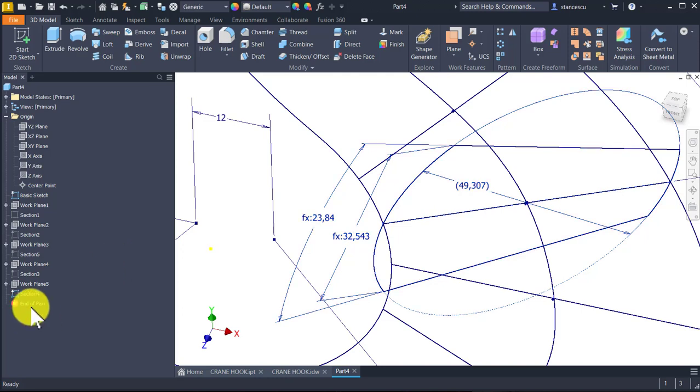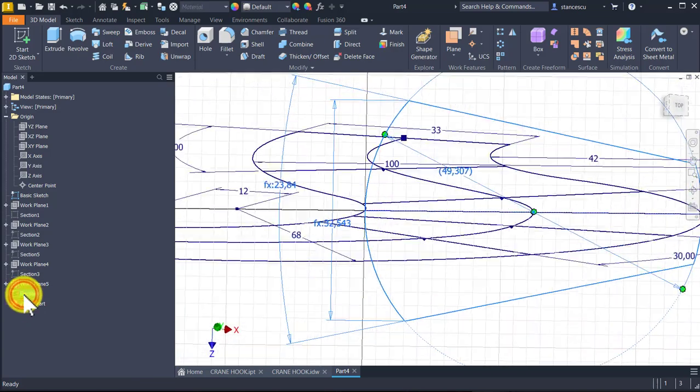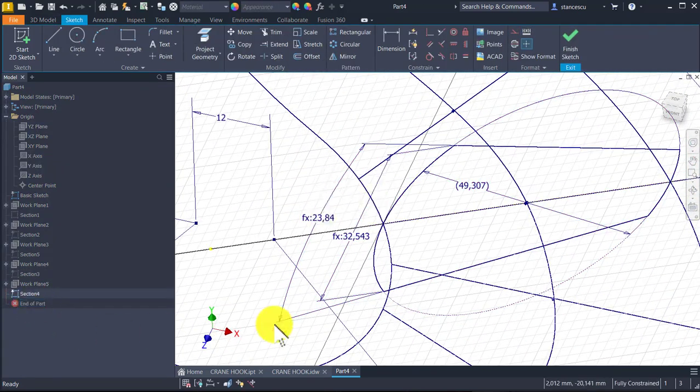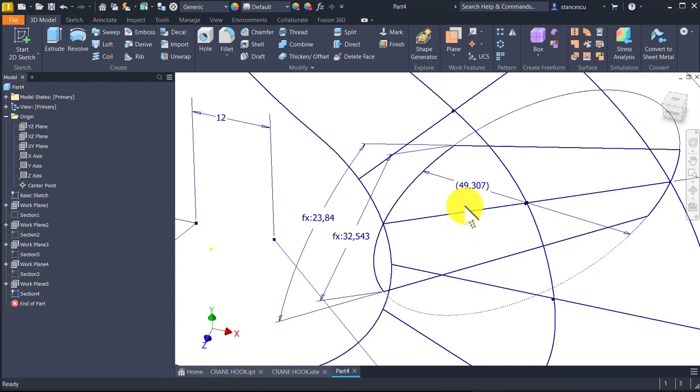OK, and section 4, oh, this is not construction. Double click on section 4, F5 to see the same, and why are not? They are construction. Finish sketch. I don't see construction here.